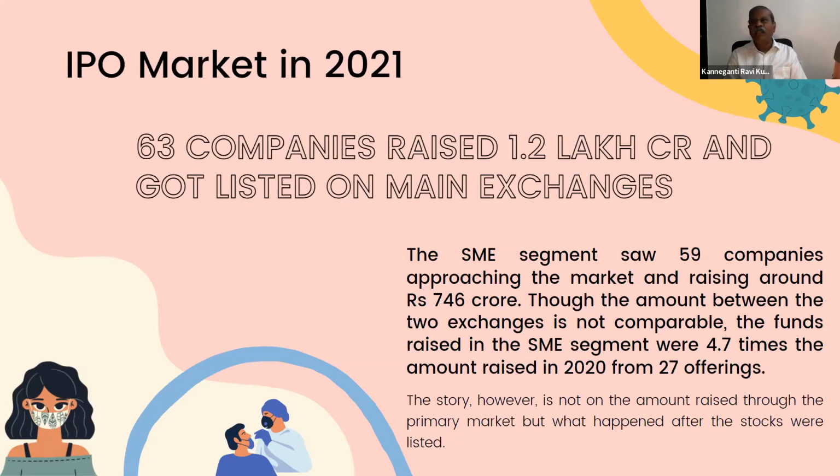Last year, a total of 63 companies went for an IPO and raised 1.2 lakh crores from the market. This is the main board of the exchanges. Whereas in the SME segment, 59 companies have raised about 746 crores. Of course, this is comparatively more than the 27 issues that happened in 2020. So what's happening is that year on year, SME sector entrepreneurs are also looking for equity fundraising, and they are also growing.